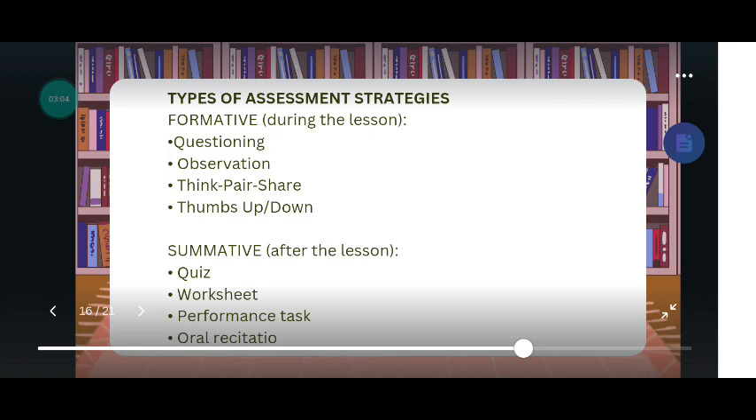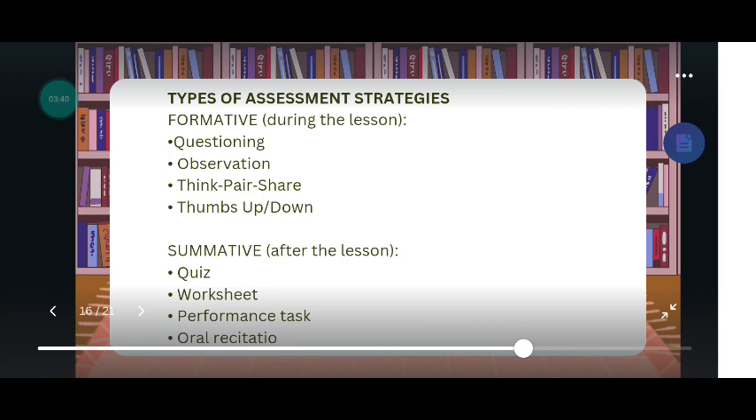The second type of assessment strategies is the summative. The summative assessment, you can use at the end of the lesson or after the lesson. An example is the quiz. You can let the students answer a quiz after the lesson to gauge or measure if they really understood the lesson. Another is the worksheet.